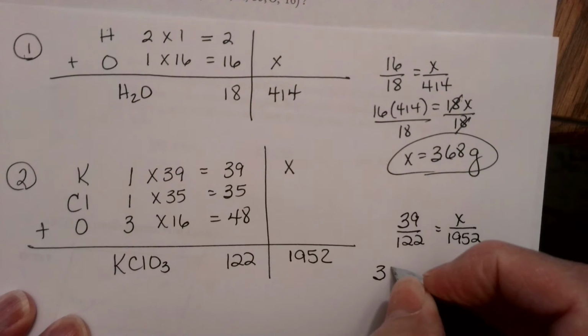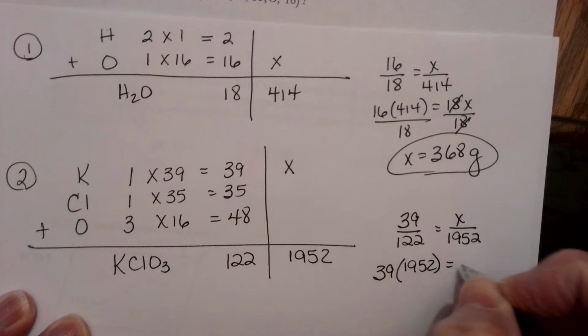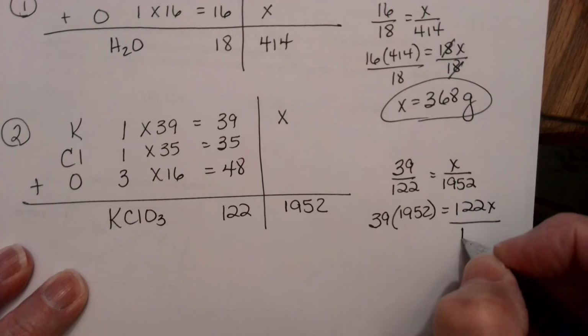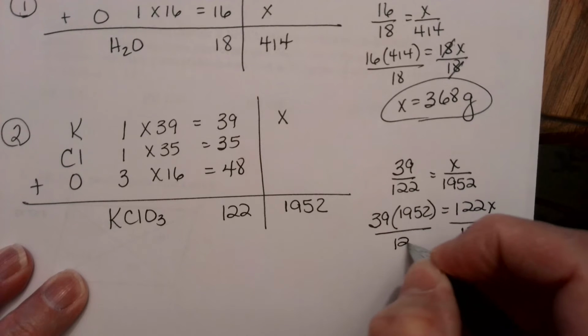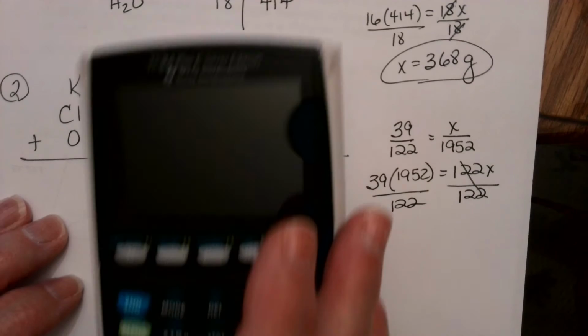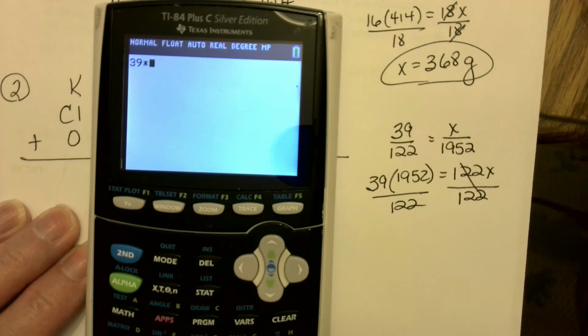Cross multiply, we get 39 times 1952 equals 122 times X. To solve for X, we're going to divide by 122. Now why do I do that all in one step like that? Well, because then I only have to use my calculator one time. I do 39 times 1952 and divide it by 122.